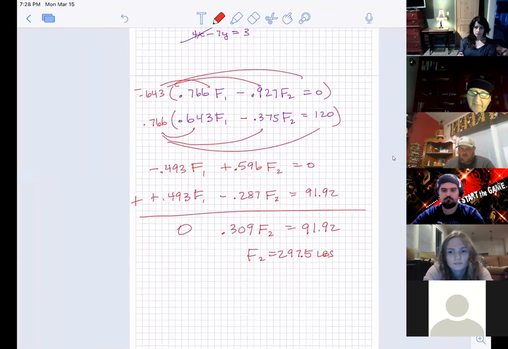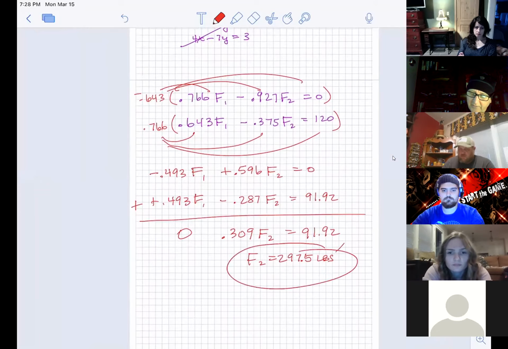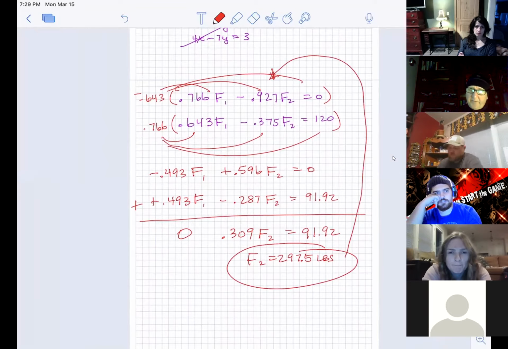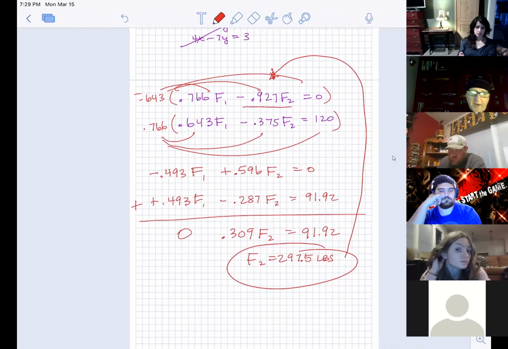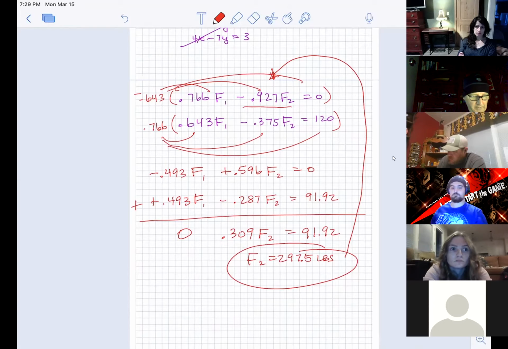So I'll go back and, so now that I know force two, I could stick this back into any equation I wanted to, but I'll put it back into this top one up here. And then you just solve for force one. So I'm gonna say negative 0.927 times force two, which is 297.5, and I'll add it to the other side. If I take 297.5 and I multiply it by 0.927, I add it to the other side, and then I divide by 0.766, I get force one is incredibly 360 pounds.